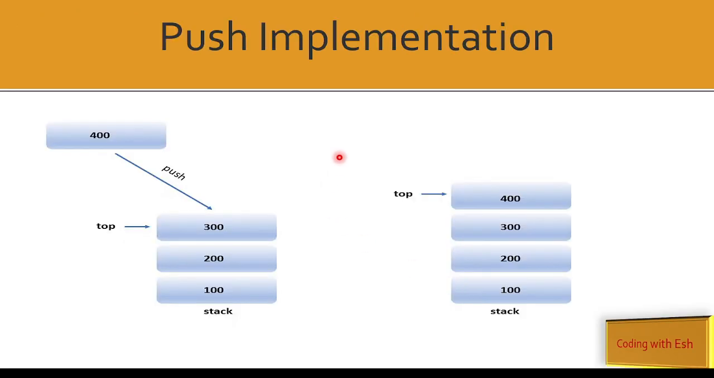The next one is the push implementation. Push means inserting, adding to the top. You can see 400 being pushed onto the stack here. Firstly insert 100, secondly 200, thirdly 300, and lastly push 400. After that you can see the top is changing. The top is 400, and 400 is added to the top. First 100, second 200, third 300, and lastly 400.